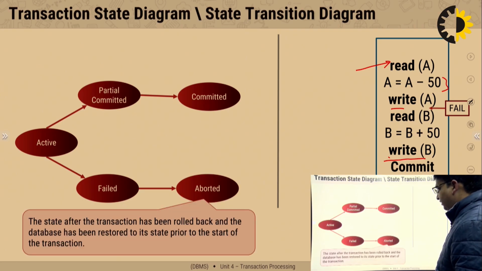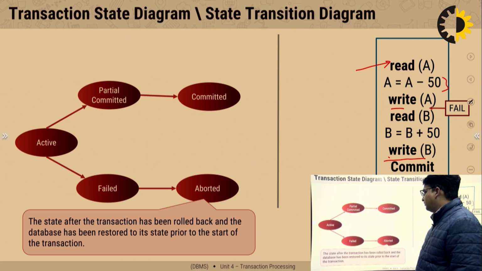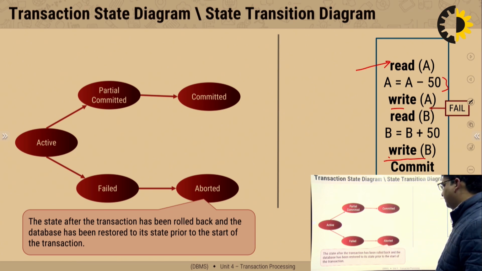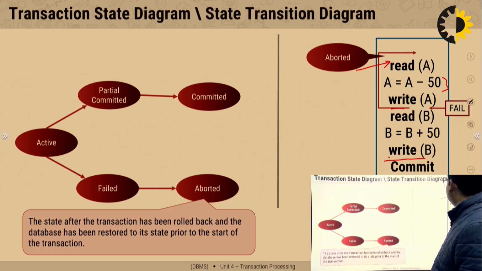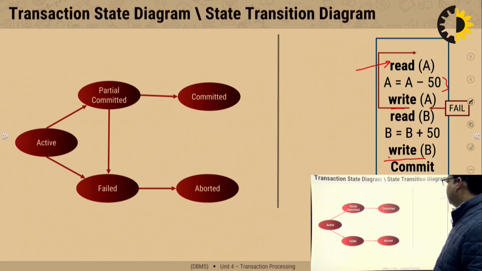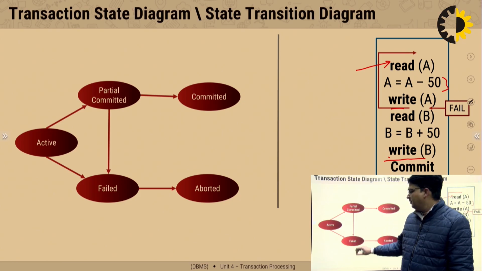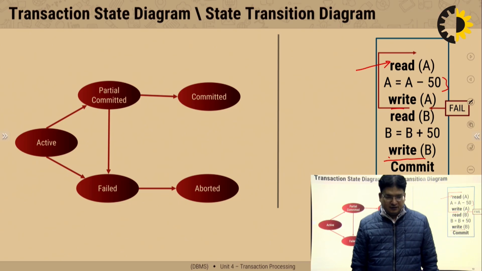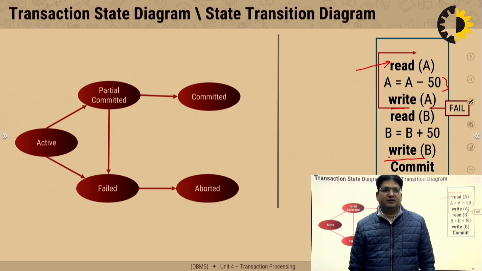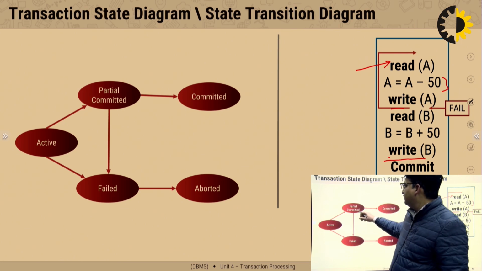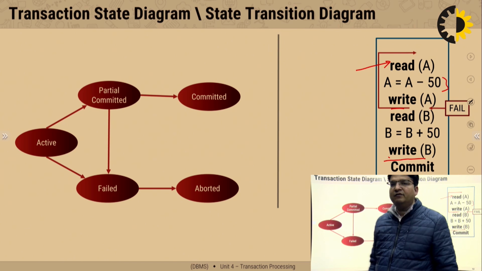Then there is the abort state. After the failed state comes the abort state, the state after the transaction has been rolled back and the database has been restored to the state prior to the start, that is the committed state. Now, a transaction may also enter the failed state from the partially committed state. See, even though the last line of the transaction has committed, the value has not been written to the disk. So various types of failure may occur, which may lead our transaction to go from the partially committed state to the failed state.